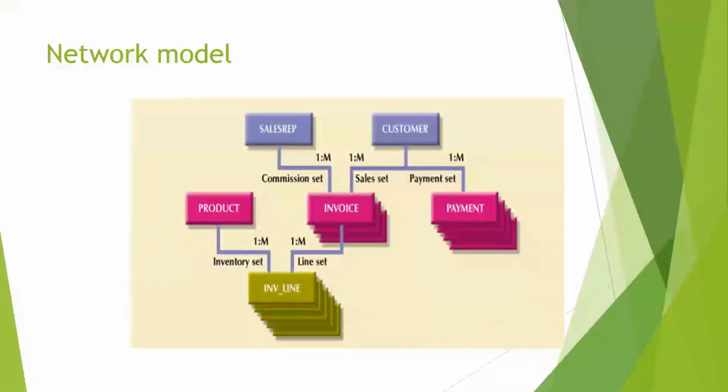As you can see, this model represents the various complexities in a sales department database. You can see a sales representative and customer, which are both related to invoice. The customer is also related to payment, and a product is related to the inventory set and the line set. The squares basically represent the databases here.